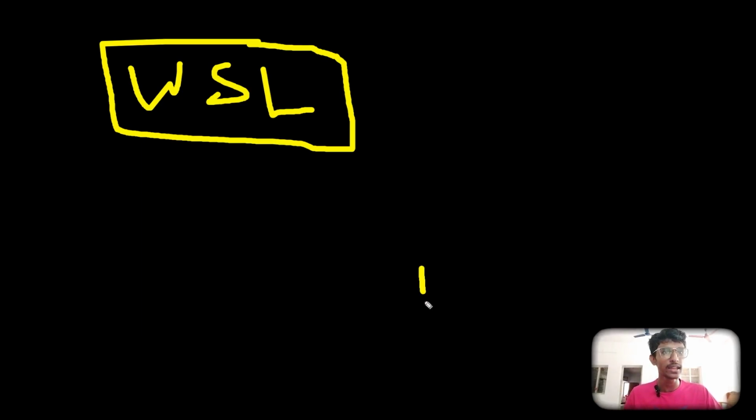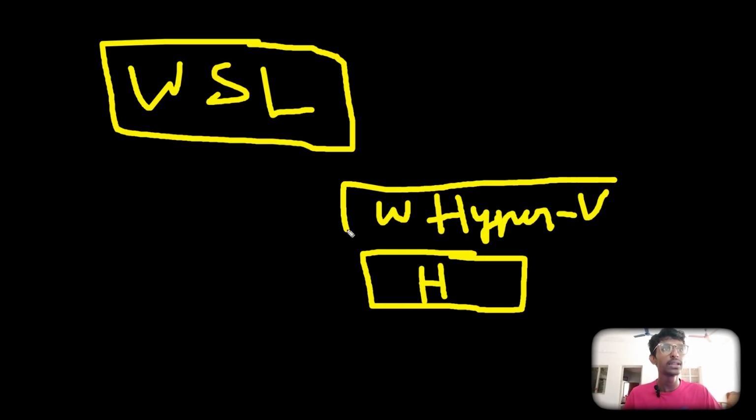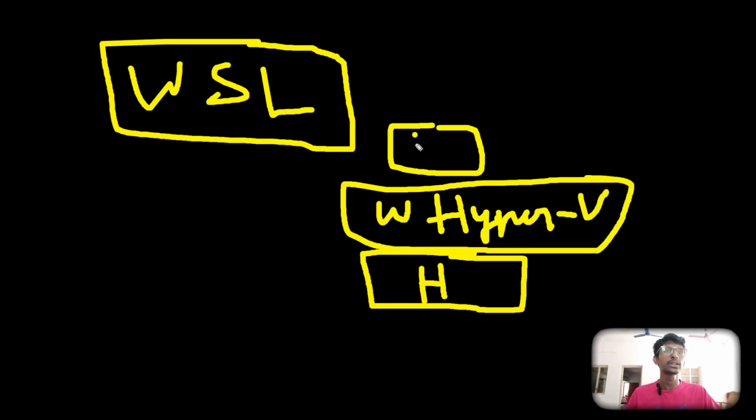Here's a quick overview of how it works. There's a hardware layer, and over that we have our Windows hypervisor, which is called Windows Hyper-V, and on that we are going to run our Linux distributions. It can be Kali Linux, Ubuntu, or anything else that you install. So this is what WSL actually means: the Windows Subsystem for Linux.